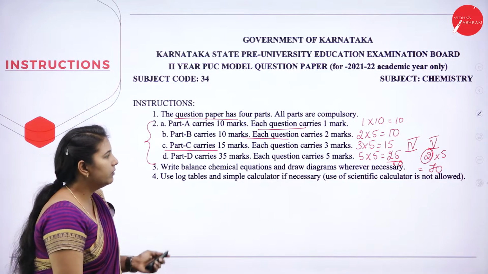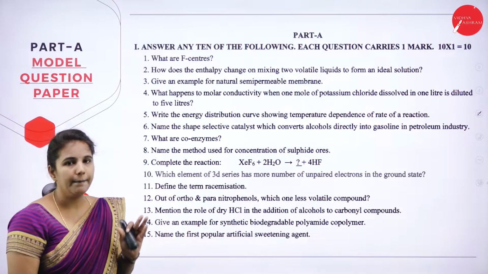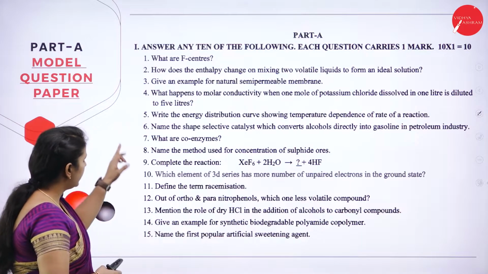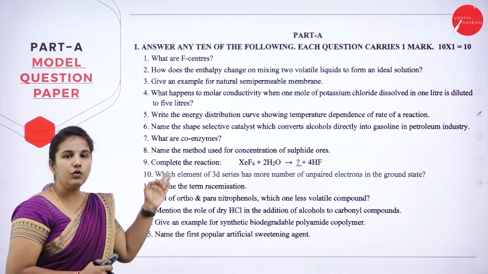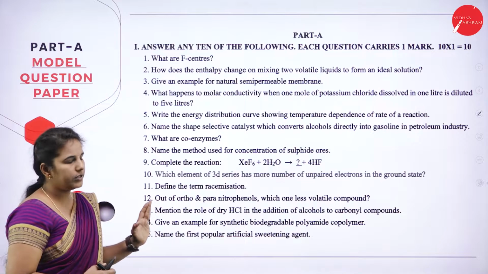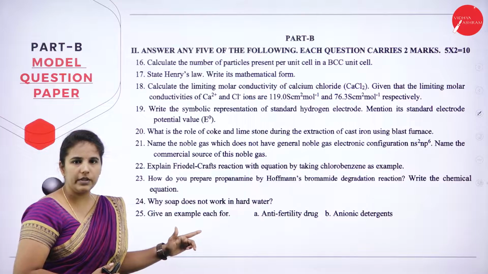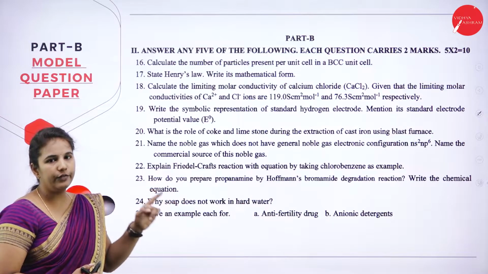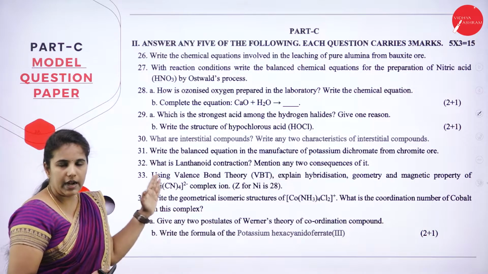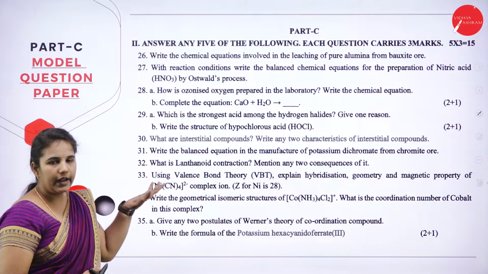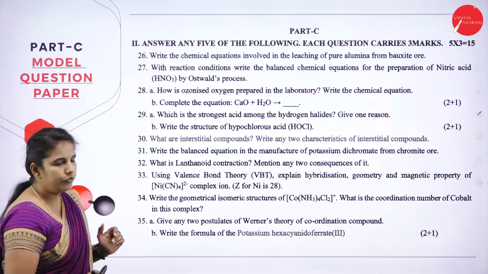Now let us see the pattern of questions which has been released by the pre-university board. You can see that in part A, there will be 15 questions. You need to attend only 10 questions. Coming to part B, again there will be 10 questions. You need to attend only 5. Each question will carry 2 marks. Again in part C, there will be 10 questions. You need to attend only 5 which carry 3 marks, which gives rise to 15 marks.